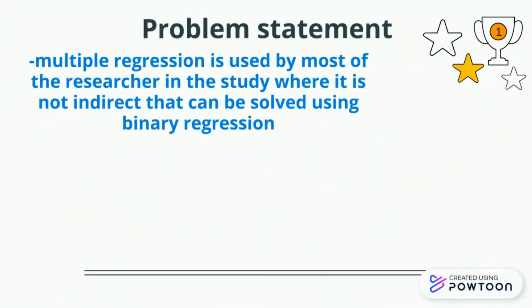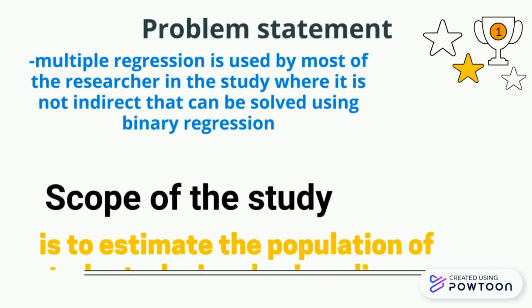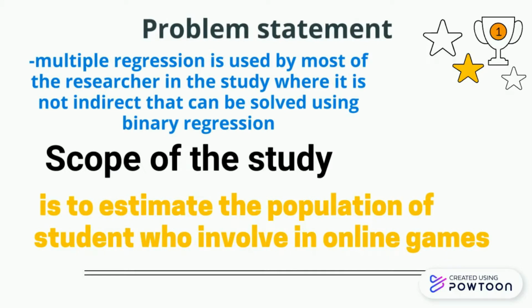The purpose statement of the study is that multiple regression is used by most of the researchers in the study, where it is not indirect. That can be solved by using binary regression. And the scope of study is to estimate the population of students who are involved in online games.